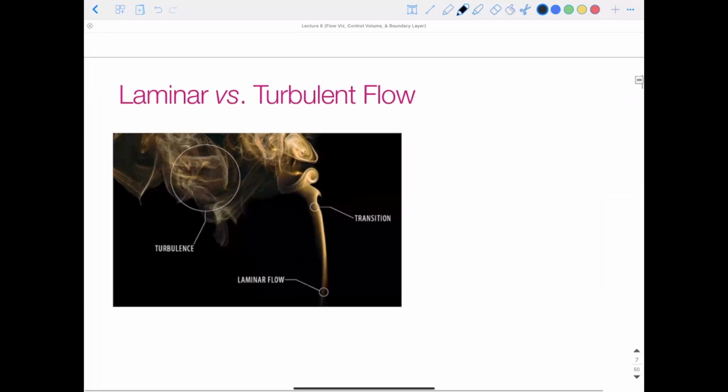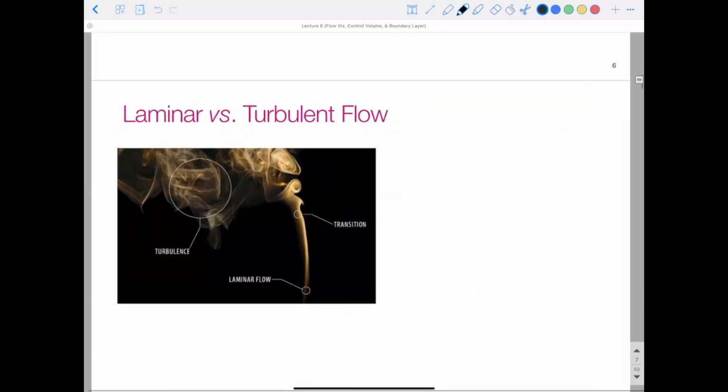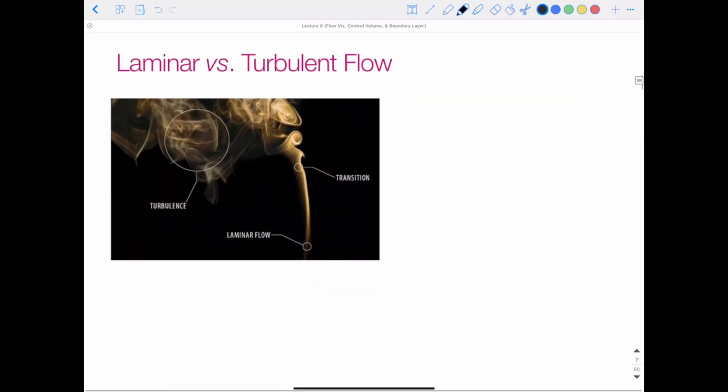So let's look at this in a picture. Here's an example of the flow of smoke, the warmer air stream, rising in whatever fluid it is in. As the velocity increases further away from its origin, it turns from laminar flow, and at some transition point, it turns into turbulent flow, which looks like this disordered, chaotic region.